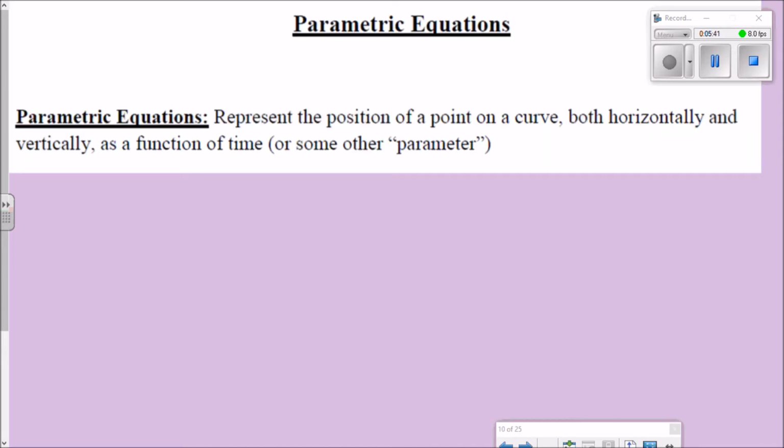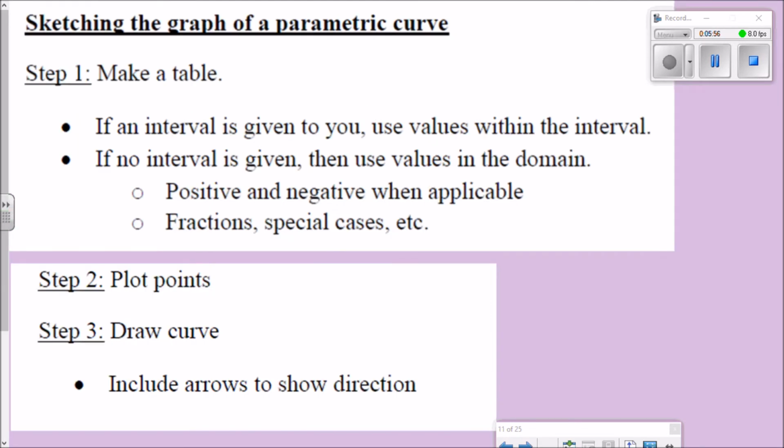All right, so when we're talking about parametric equations, if we want to represent the position of a point on a curve, both horizontally and vertically, as a function of time, it's not always time, but we're mostly going to use time here. We'll call it t. So we're going to sketch the graph of a parametric curve. How do we do this?